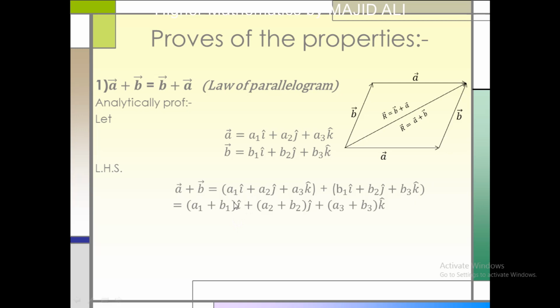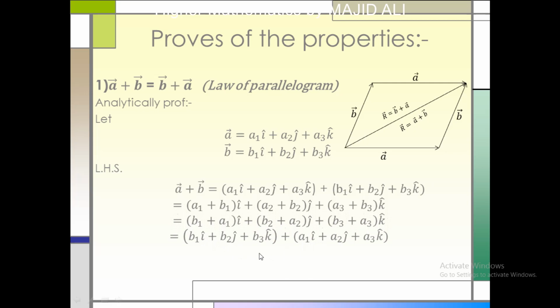a1 i unit vector and b1 i unit vector is here, which is the coefficient of i unit vector, and a2 and b2 are the coefficient of j unit vector in the form of a sum, and a3 plus b3 are the coefficient of k unit vector. Now rearranging that, a1 plus b1 is equal to b1 plus a1, and a2 plus b2 is equal to b2 plus a2, a3 plus b3 is equal to b3 plus a3. Substituting the values, same as we have been seeing, a plus b is equal to b plus a.